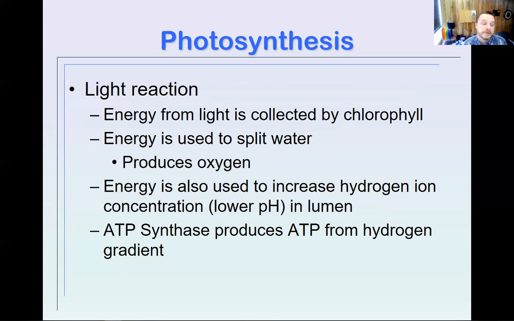So we change the pH in the lumen, and that allows an ATP synthase molecule to harness the energy of those hydrogens as they flow out of the lumen, out of the thylakoid into the stroma. We can use that flow of hydrogen ions to produce ATP. All right, next video, we'll talk a little bit about the Calvin cycle, I think.